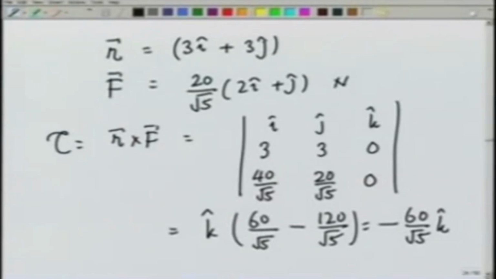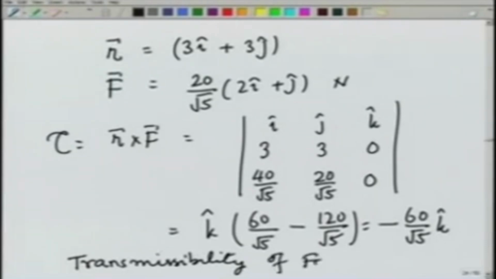This is also an example of transmissibility of force vector that we talked about in the previous lecture.